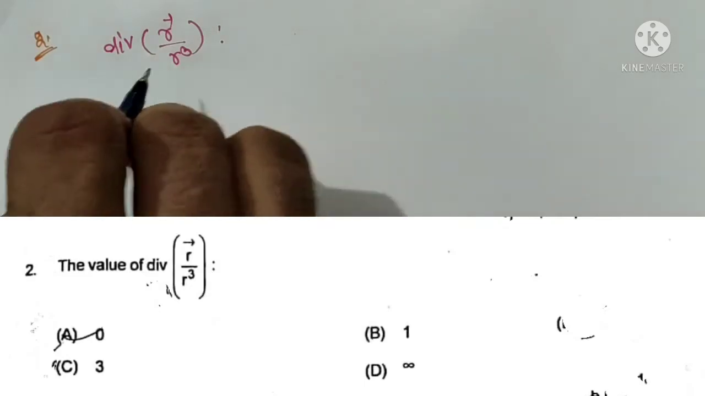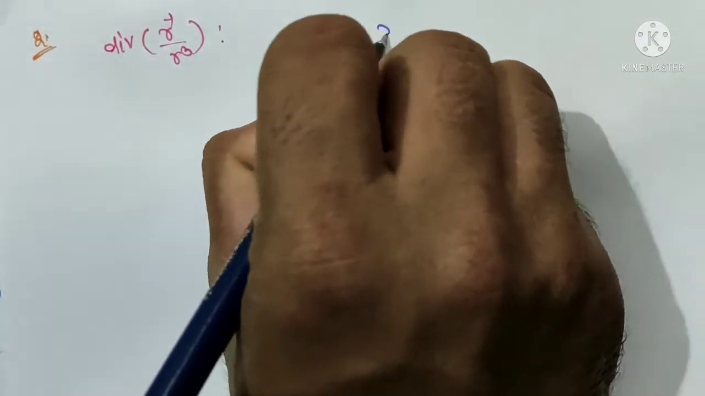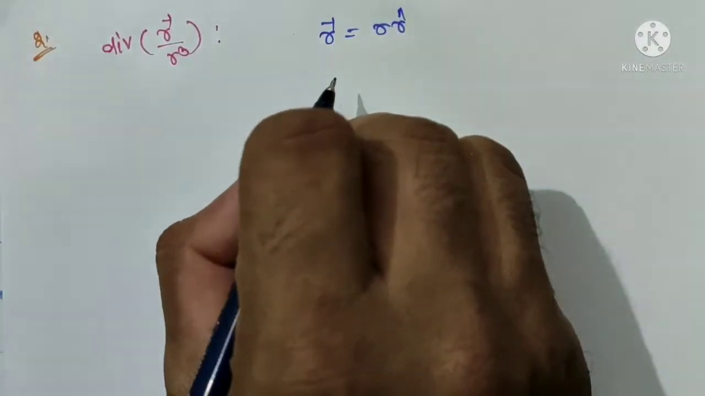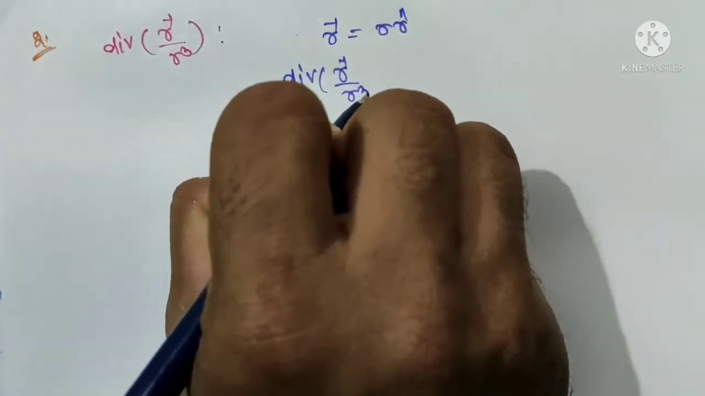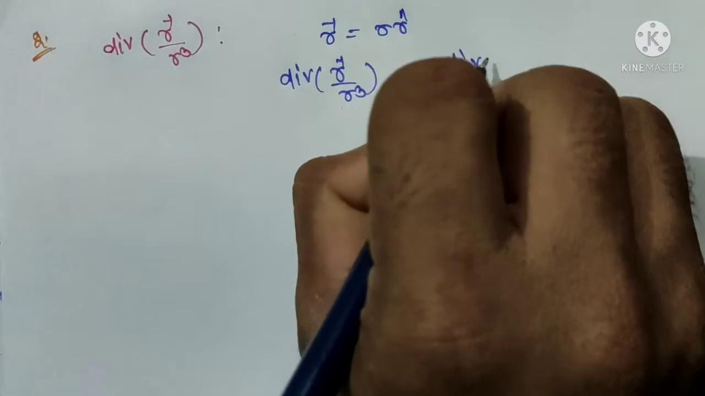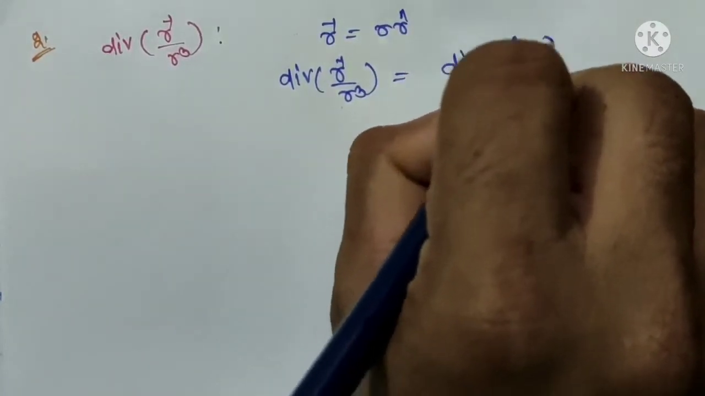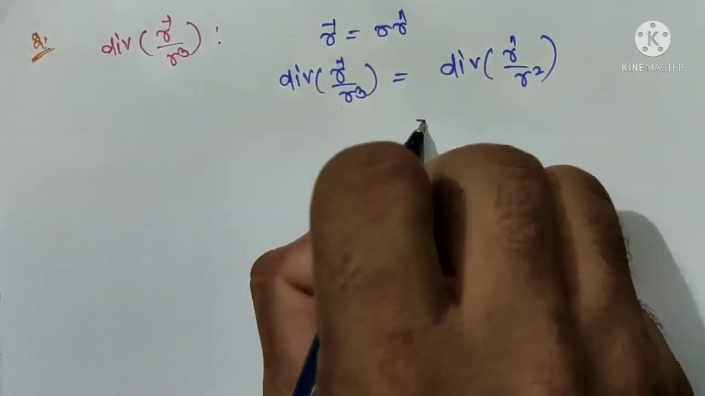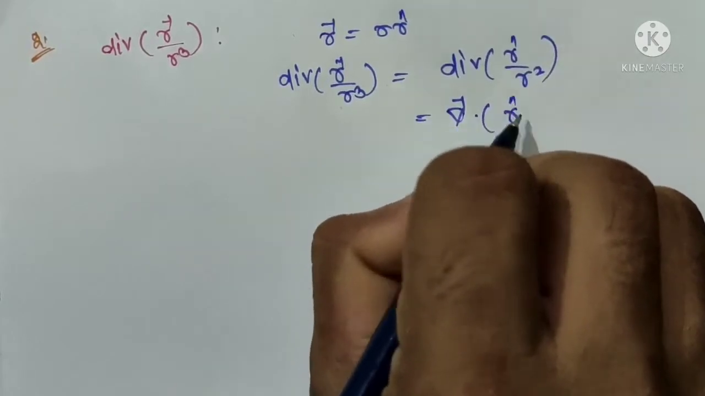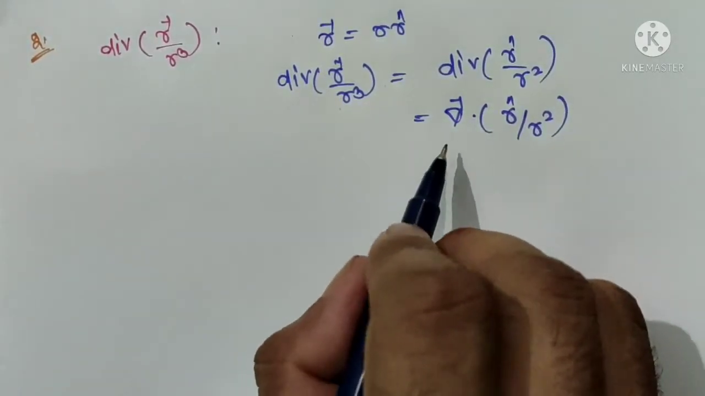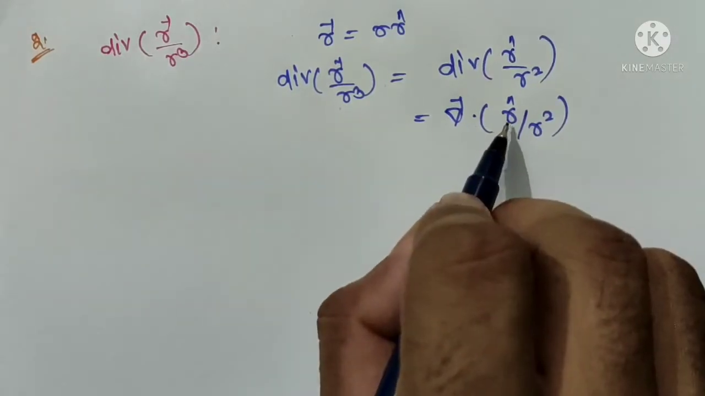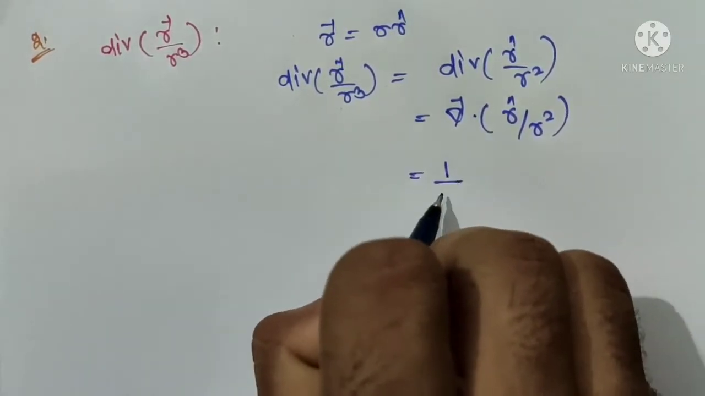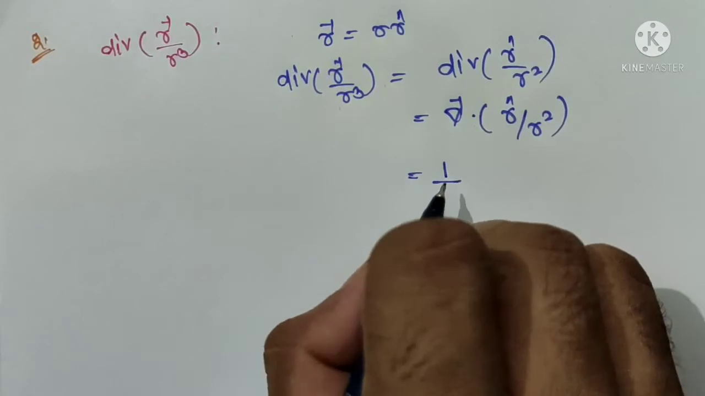Now this r vector can be written as r cap in spherical polar coordinates. So now this divergence of r vector by r cube can be written as divergence of r cap by r square, that is div of r cap by r square. So now express this divergence in spherical polar coordinates. As there is only r cap, I am writing only in terms of the r term.